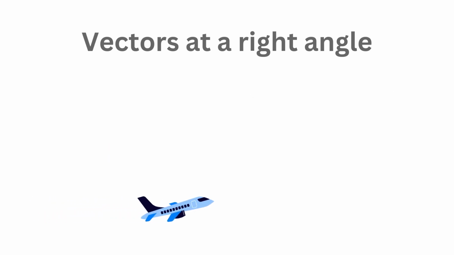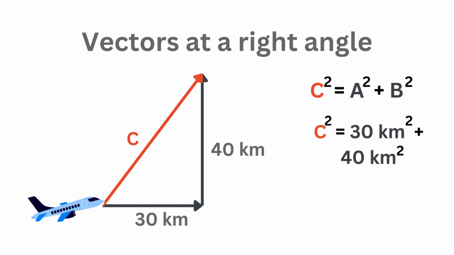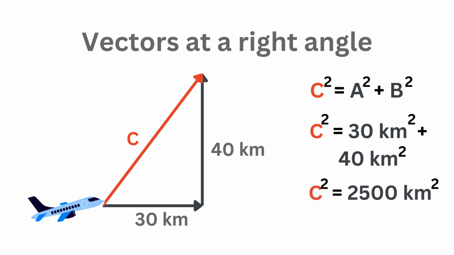Let's say a plane flies 30 kilometers east and then 40 kilometers north. To find the plane's total displacement, we apply the Pythagorean theorem. We calculate the square of each vector. C squared equals 30 kilometers squared plus 40 kilometers squared. This equals 2,500 kilometers squared.